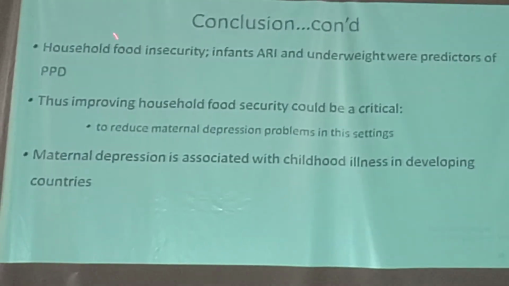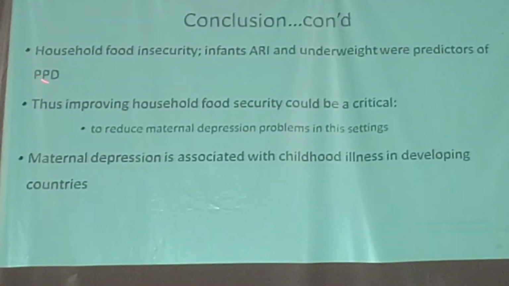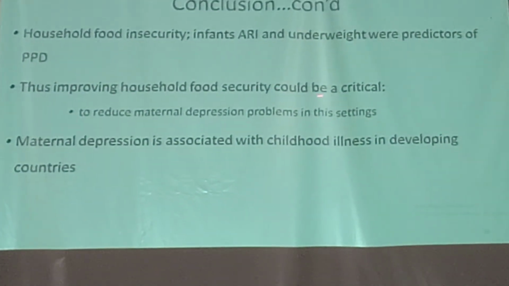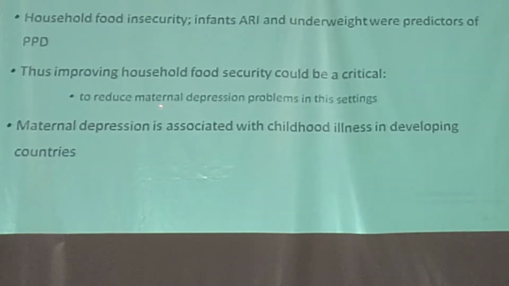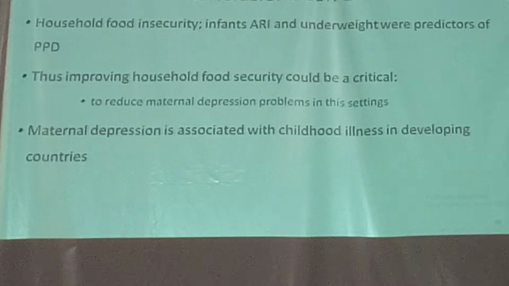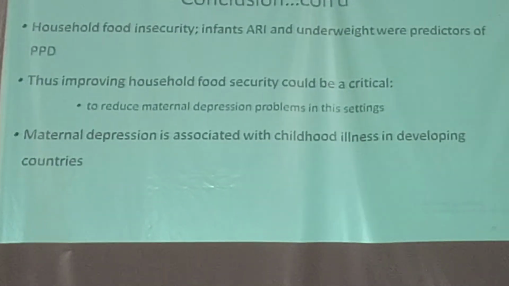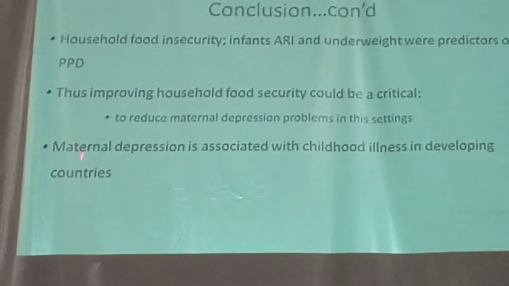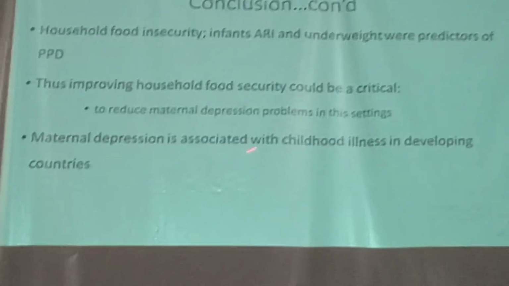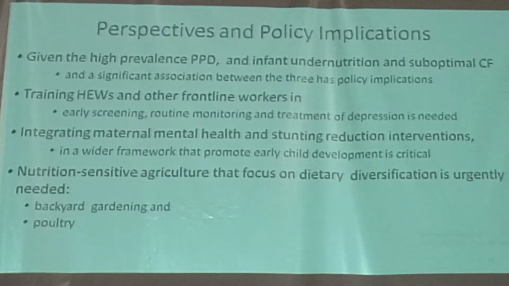Household food insecurity, infant illness, and underweight were also predictors of postpartum depression. Thus, improving household food security could be critical to reduce maternal depression problems in these settings and other areas which have similar socioeconomic, demographic, and topographic conditions. And from the systematic review and meta-analysis, maternal depression is associated with childhood illness in developing countries.